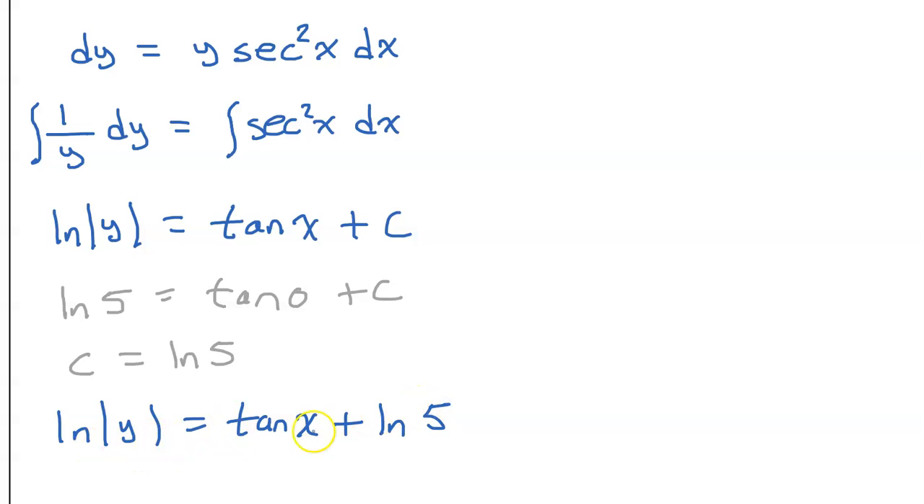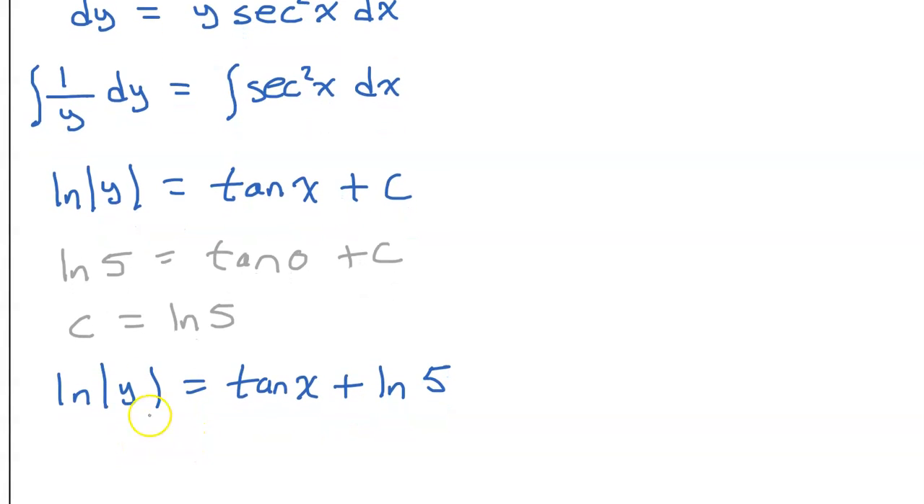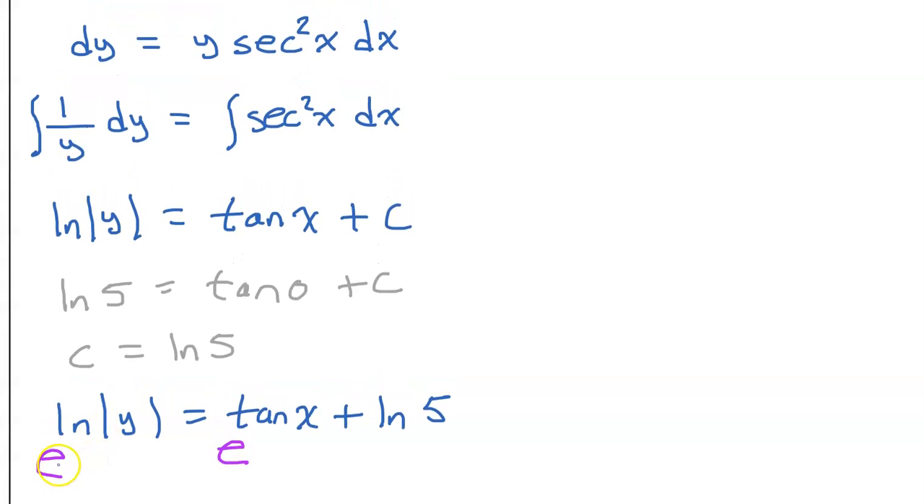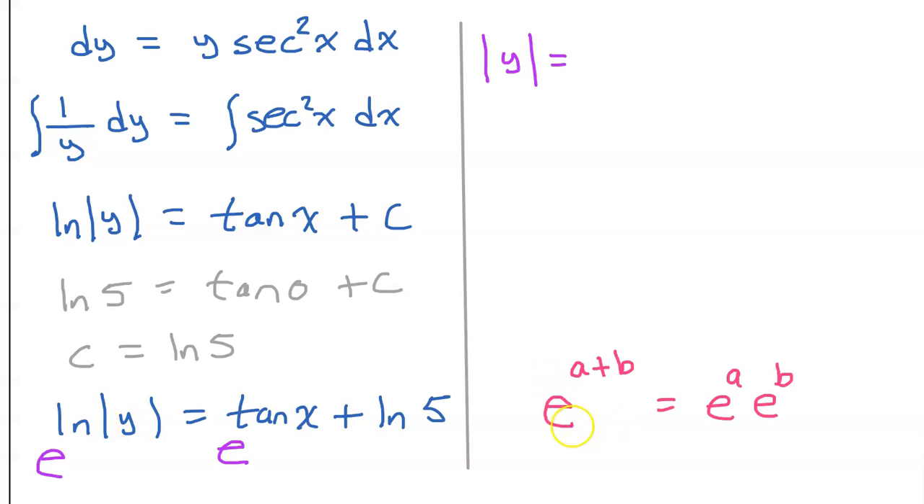We need to solve this equation for y. We need to get y by itself. So let's exponentiate both sides of the equation. In other words, let's drop a base e on both sides. Base e and natural log are inverse functions, so these will cancel each other out and leave behind the absolute value of y. On the right-hand side, I'm going to use a property of exponents that says e to the a plus b is the same as e to the a times e to the b.